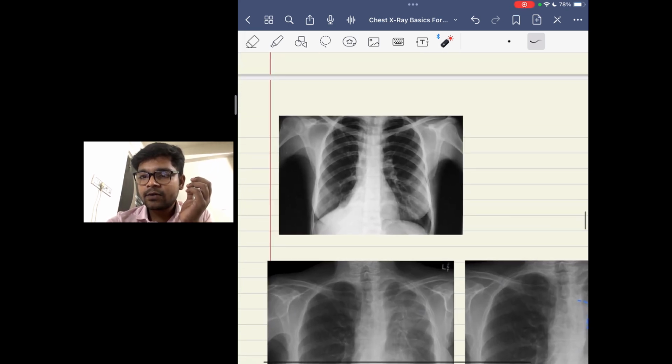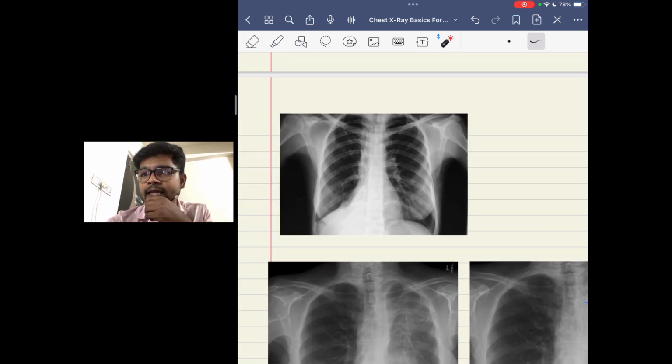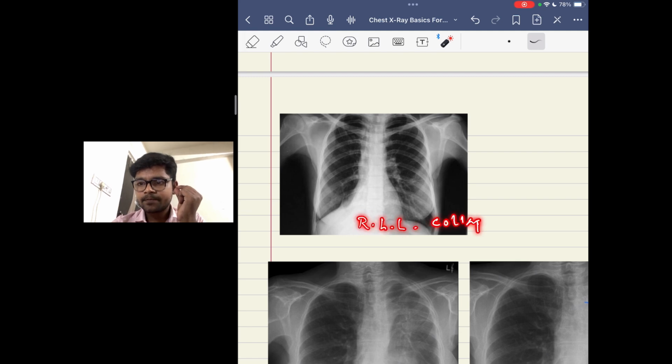See this X-ray also. Again, the diaphragmatic border is not clearly seen. The trachea is shifted to your right side. So this is again your right lower lobe collapse. No air bronchogram, homogeneous opacity.